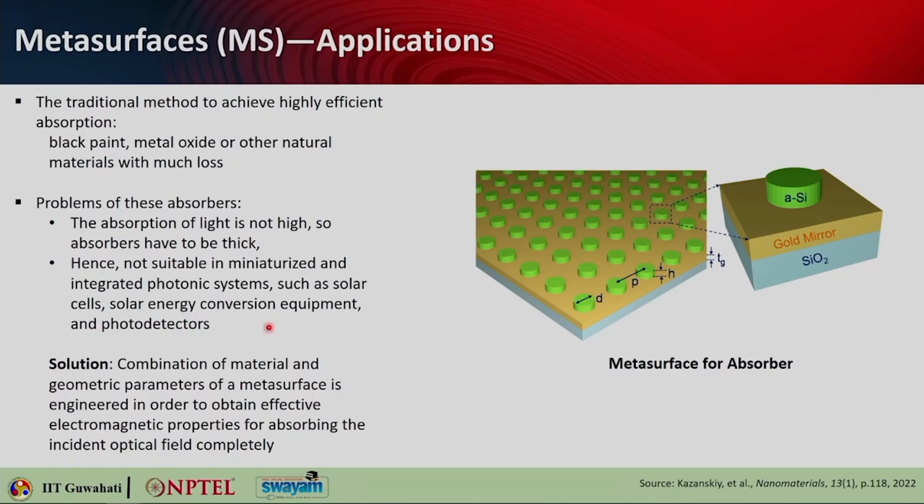So what is the solution? The solution would be to look for metasurfaces, which is basically a combination of material and the geometric parameters, or the unit cells, that will help you provide absorption over a particular band. So this is a typical image of a metasurface absorber, where you have silica as a substrate, you have a thin gold mirror. On top of that you have a silicon nanopillar. So this particular one is able to give 100% absorption over a particular band.